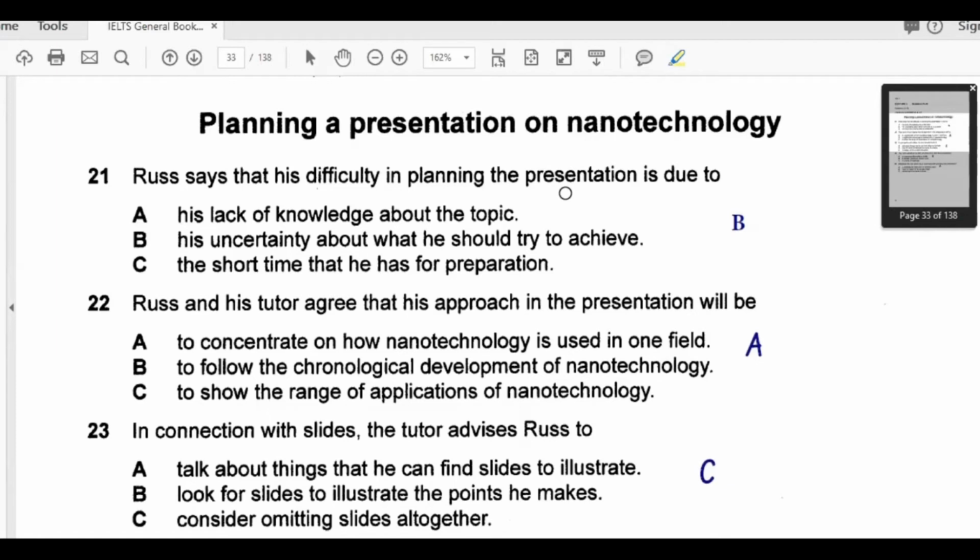So this one is about planning a presentation on nanotechnology, and it begins by Russ walking in to have a talk with his tutor, and she says that you have a presentation due next week. How is it going? And Russ says that he is finding it difficult. He first thought that he hasn't had enough information, but now he has studied so much on the topic that he is finding it difficult to keep it limited to just 20 minutes. He can also talk more and more on the topic.